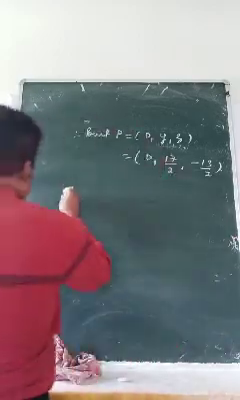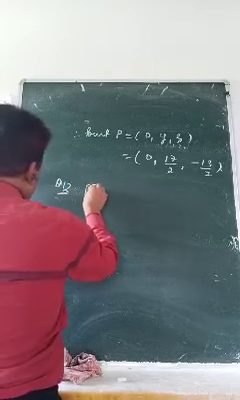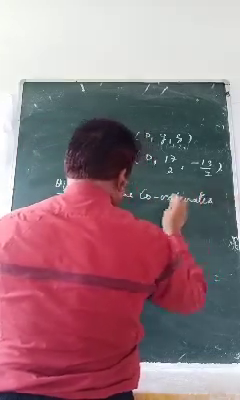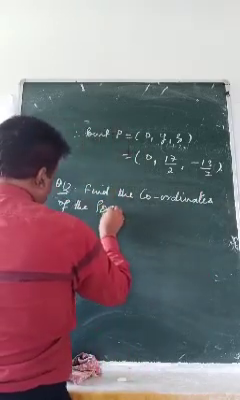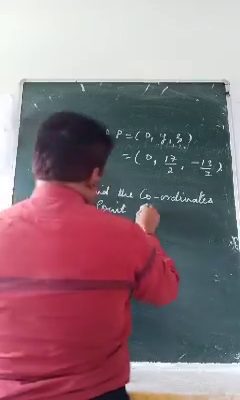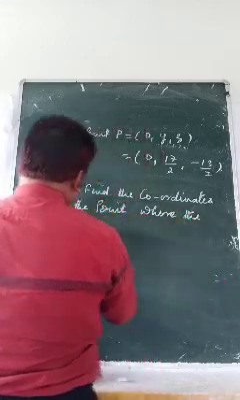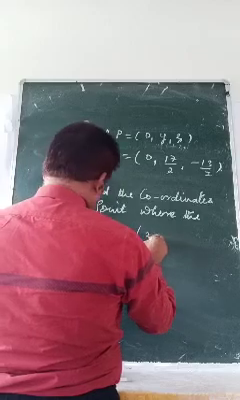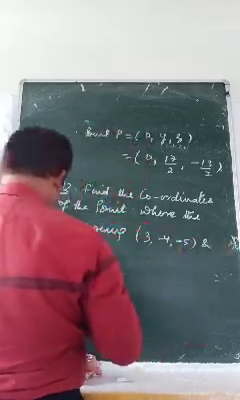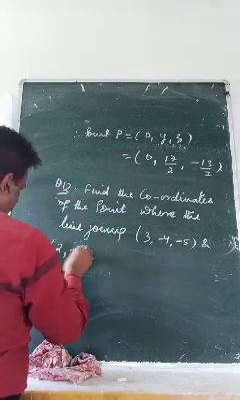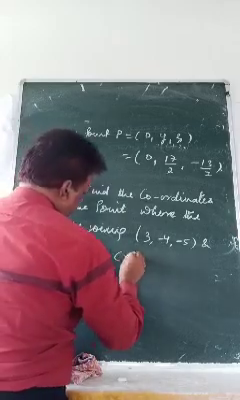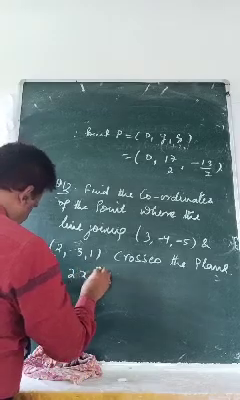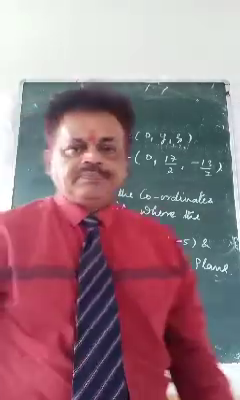Try to check here. The question is, find the coordinates of the point where the line joining (3, -4, -5) and (2, -3, 1) crosses the plane 2x + y + z = 7. Exactly the same, nothing extra here.